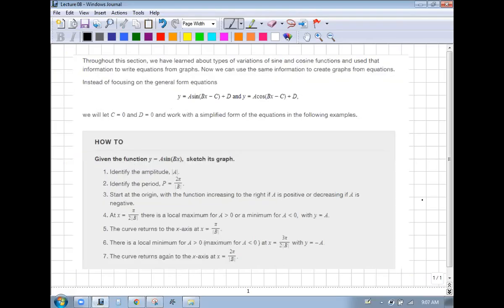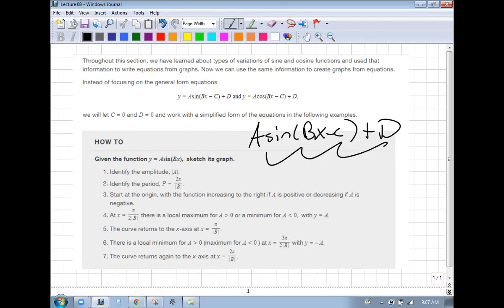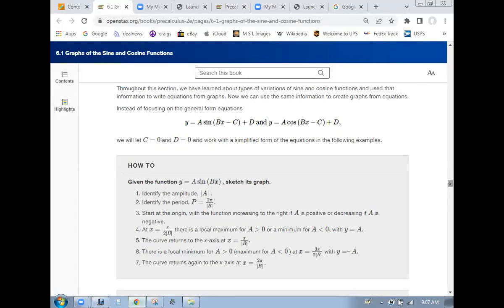So if you recall from last time, we were dealing with these variations of sine and cosine, right? A sine bx minus c plus d. Remember, there's four buttons, basically. This made things taller or shorter. This moved things up and down. This would compress things horizontally, and then a shift right and left. And here's some of the details. All right, let's look at some more examples here.